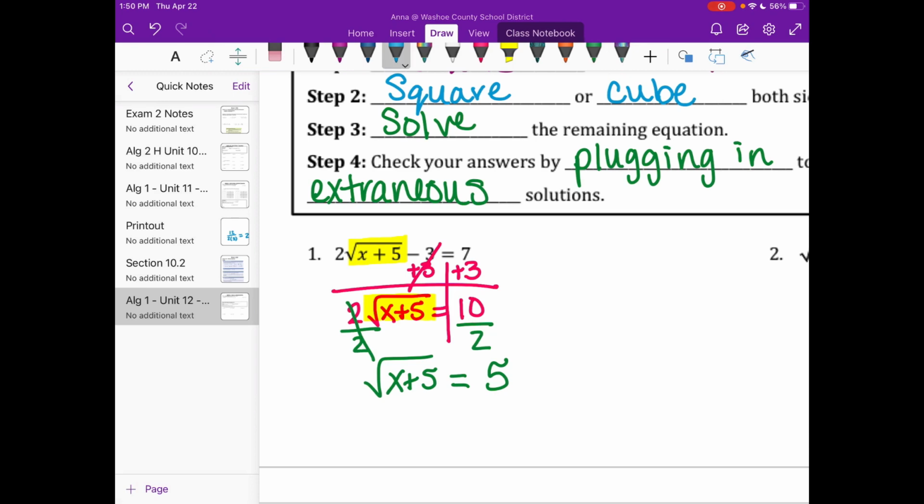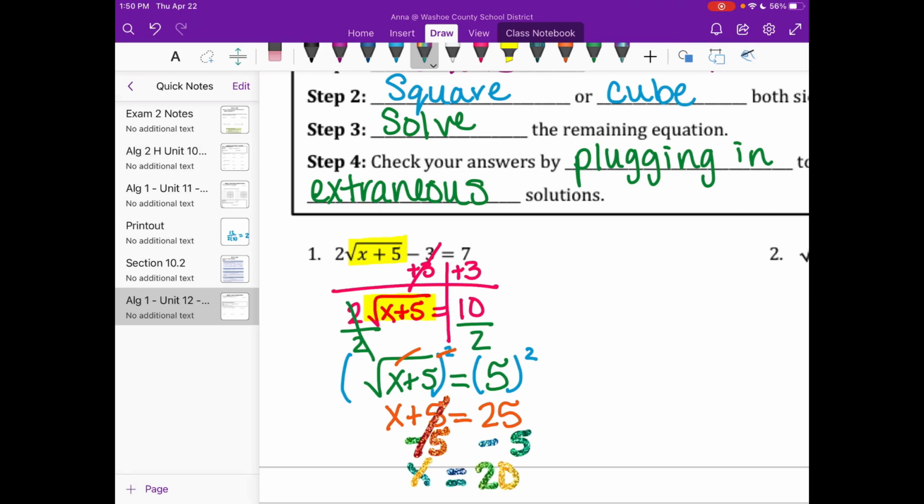So now I'm on step 2. And step 2 says square or cube both sides. So let's go ahead and square this side and square this side. When I square, remember that gets rid of my radical. So that goes away. And I have x plus 5 equals 5 squared. 5 times 5 is 25. From here it's no big deal. We just got to do -5 on both sides to get x by itself. So x equals 20.